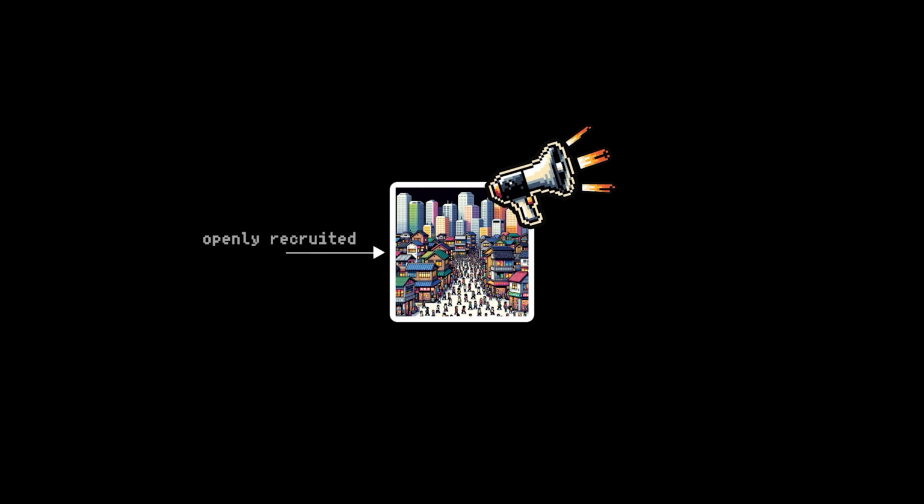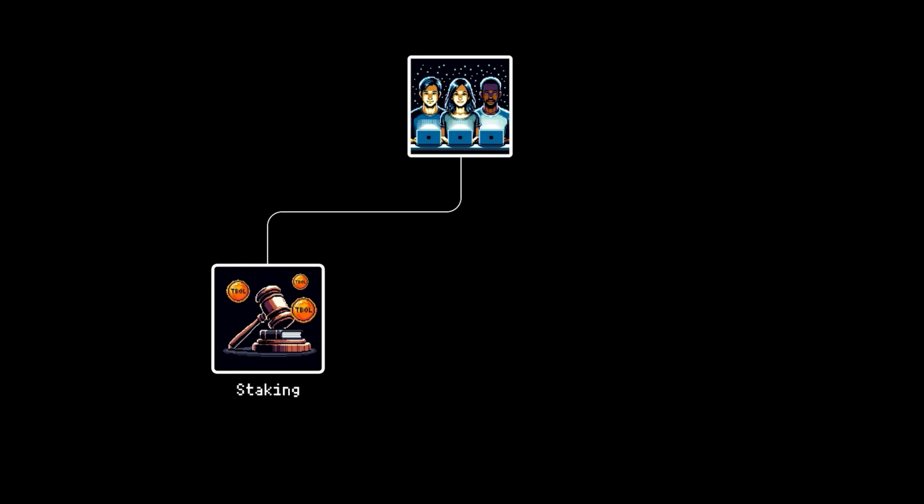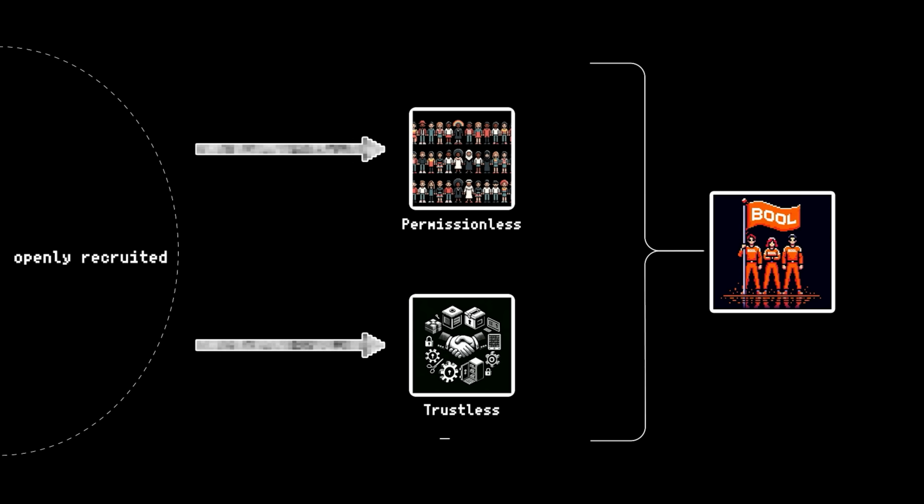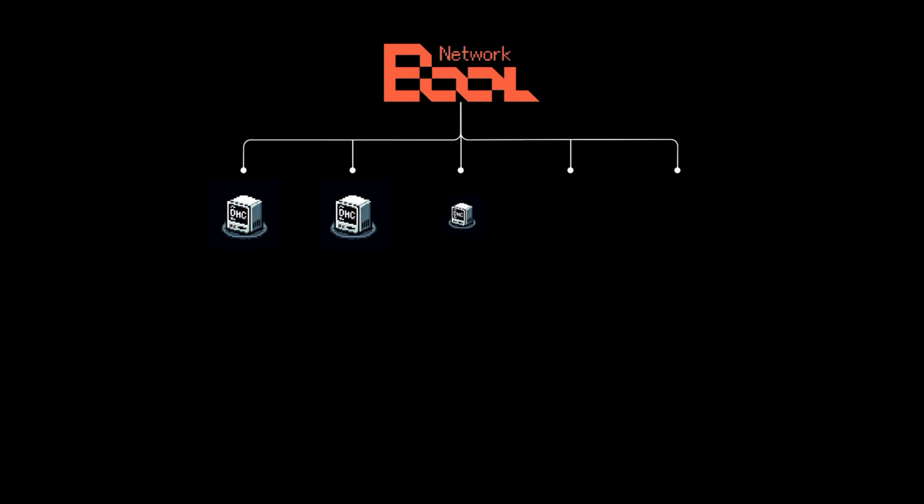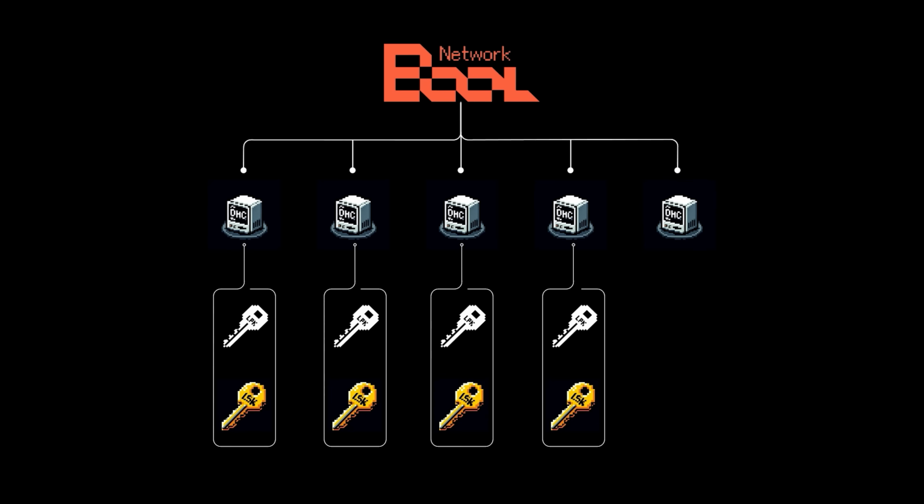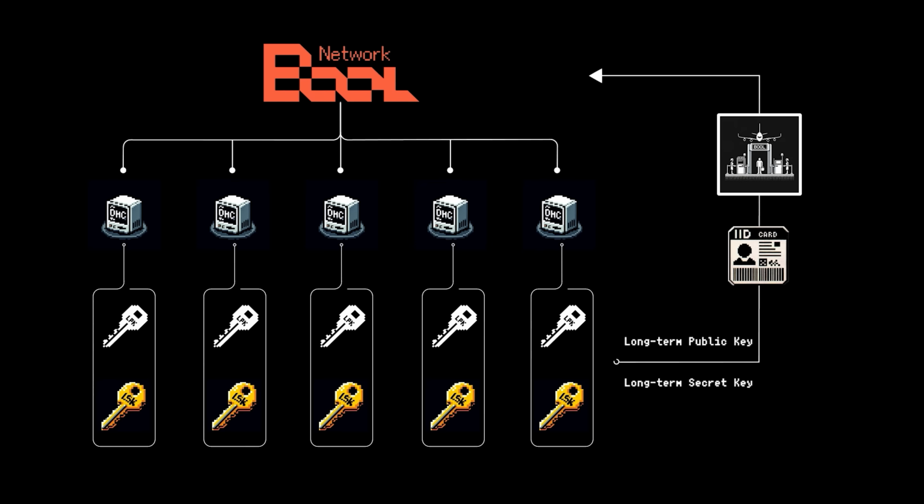DHC nodes are openly recruited, allowing any user to apply by staking a specified amount of tokens and meeting hardware requirements. The Bool Network team emphasizes that establishing a public and permissionless node environment is crucial for fostering a decentralized foundation. Upon successful application, DHC nodes are issued a long-term public and private key pair: LSK, long-term secret key, and LPK, long-term public key, which will be used for future identity proof submissions to the mainnet.